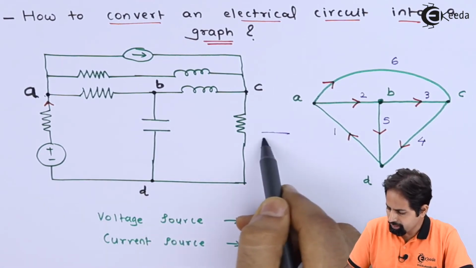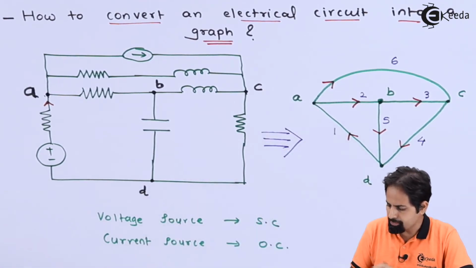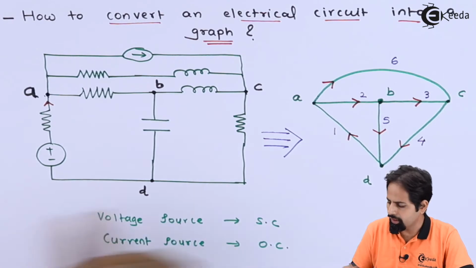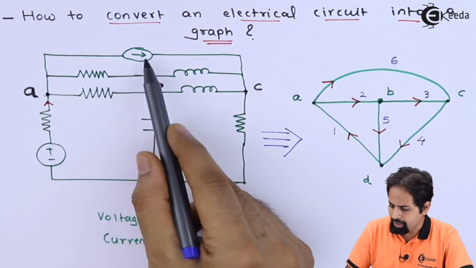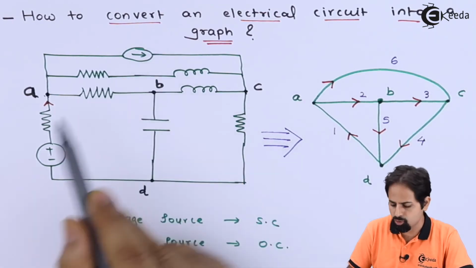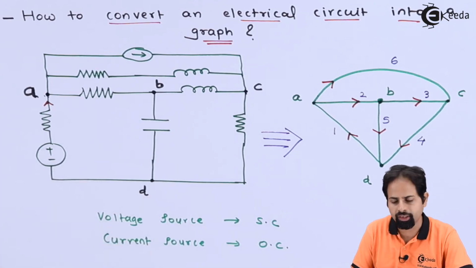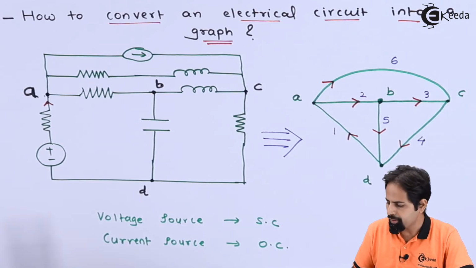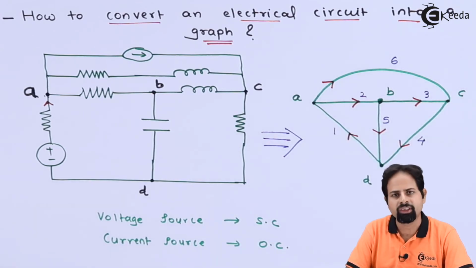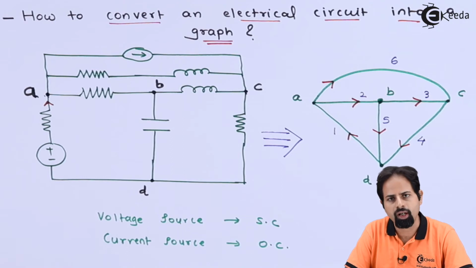So this complete network has been transferred or written in terms of a graph, and this is open circuited because it's a current source. This voltage source is short circuited. All the elements have been represented by a line segment, and this is our graph. So this is how to convert a circuit into a graph.